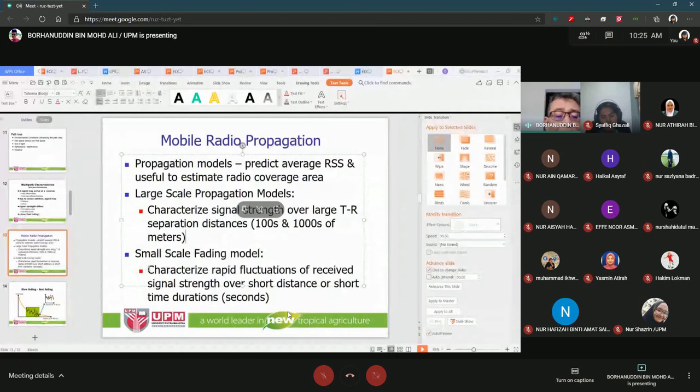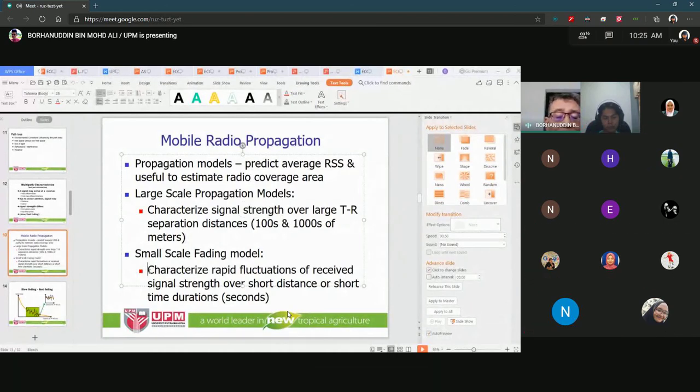Dan on top of that ada small scale fading yang fluctuate, yang I mentioned just now, due to multipath fading, rapid fluctuation over short distance or short time duration. So the signal macam multipath tu, they either add or cancel each other out over a very short distance, depending over short distance and over short time as well.